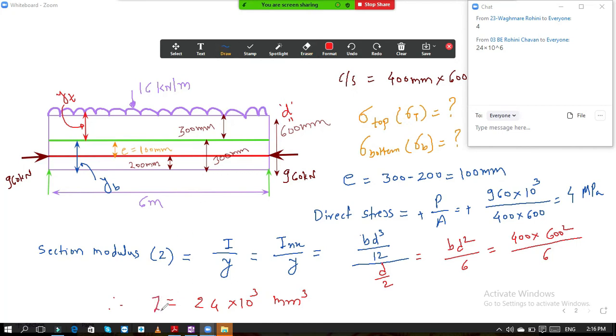This is the value of Z. Okay. So now after the calculation of Z, now we will calculate the moment due to eccentricity, or directly we will calculate the stress. Instead of increasing the steps, now I will directly calculate the bending stress due to eccentricity.